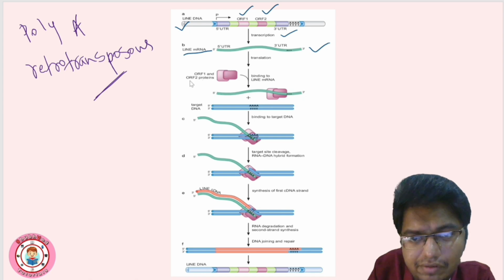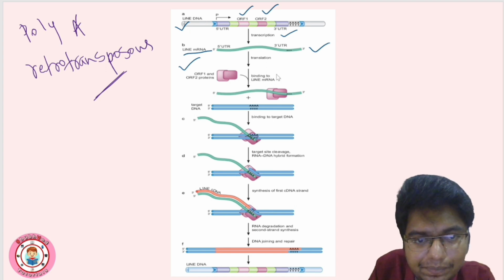Then ORF1 and ORF2 proteins are produced. What will they do? Bind to LINE mRNA. Okay, they will bind to LINE mRNA. Then what will happen? This will go and attack the target DNA. So this is the target DNA. Here the ORF with the mRNA is attacking.